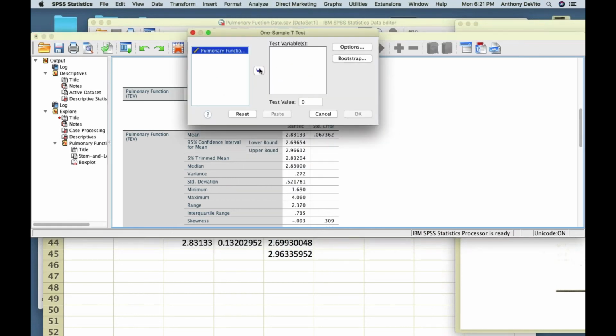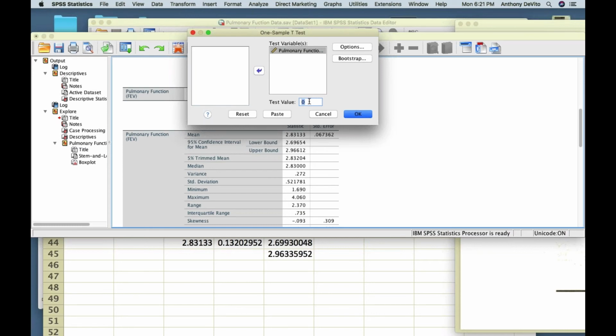Okay, so how would this work? Well, what I would do is take my pulmonary function test for my 60 workers that I've sampled, move it into the test variables, and then I would say, what do I want to compare it to? Well, in a single sample t-test, you're comparing it to a set value.